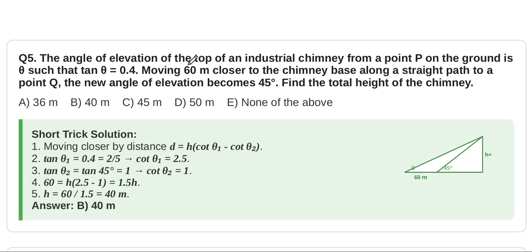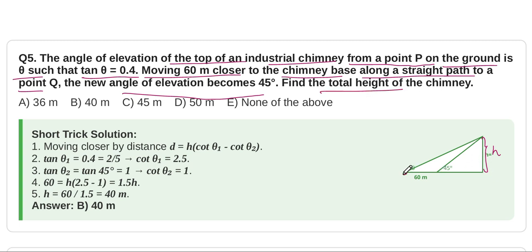The angle of elevation of the top of an industrial chimney from a point P on the ground is theta, such that tan theta is 0.4. Moving 60 meters closer to the chimney base along the straight path to a point Q, the new angle of elevation is 45 degrees. If we draw the diagram, let's say this is a chimney. Height we don't know, that we have to find out. Find the height of the chimney.